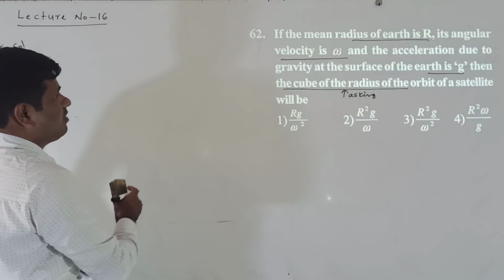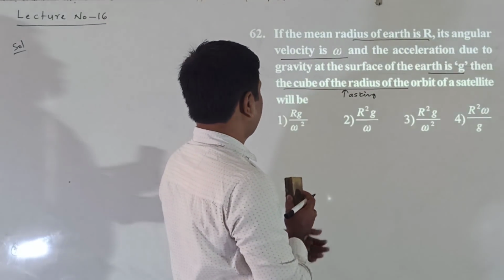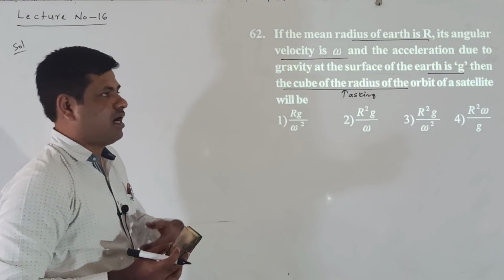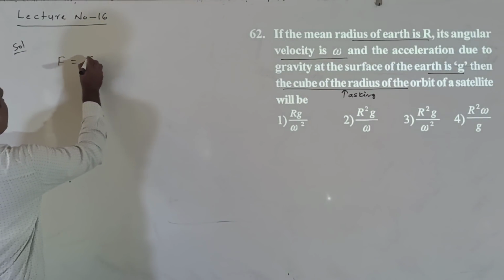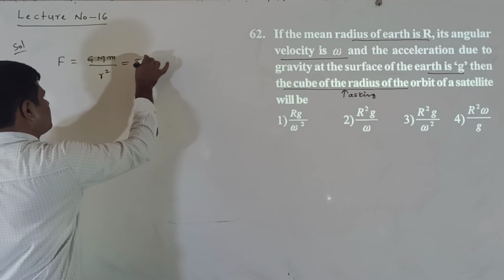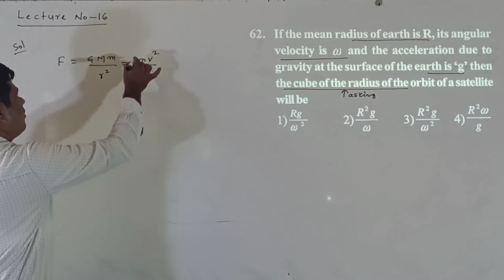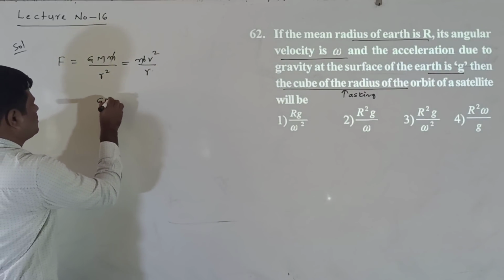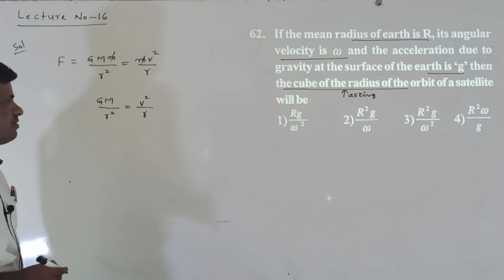Now, the orbit of the satellite is asked. I consider the satellite mass as small m and the Earth mass as capital M. We know that the force between the Earth and the satellite gives the necessary centripetal force, mv square by r. Now m cancels. What do we get from this? GM by r square is equal to v square by r. Clear up to this one.